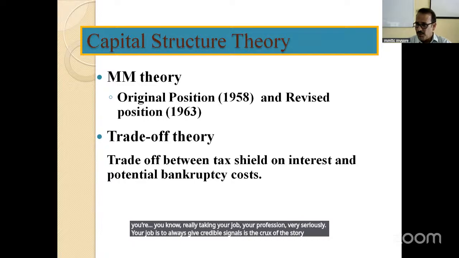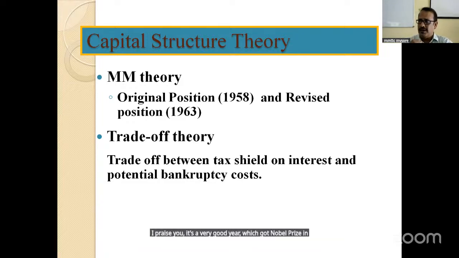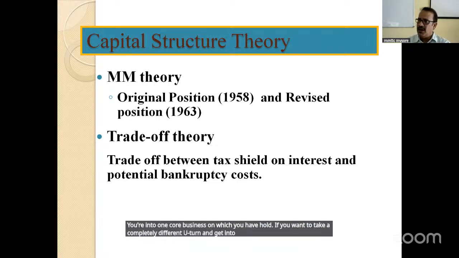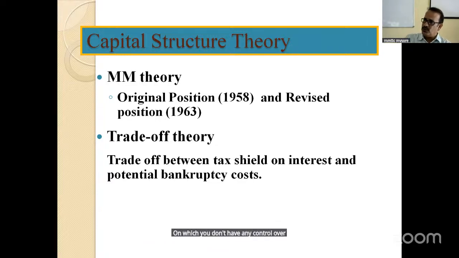Then comes Modigliani and Miller. I am not going to deal much with that. Before I give the break, I'll just apprise you: it's a very good theory which got the Nobel Prize in economics. Let me tell you, it talked about a business that goes for an unrelated diversification. It means you're into one core business on which you have a hold. If you want to take a completely different U-turn and get into businesses over which you don't have any control, or so far you don't have any experience, Modigliani and Miller's theory says you have to fund it through equity.